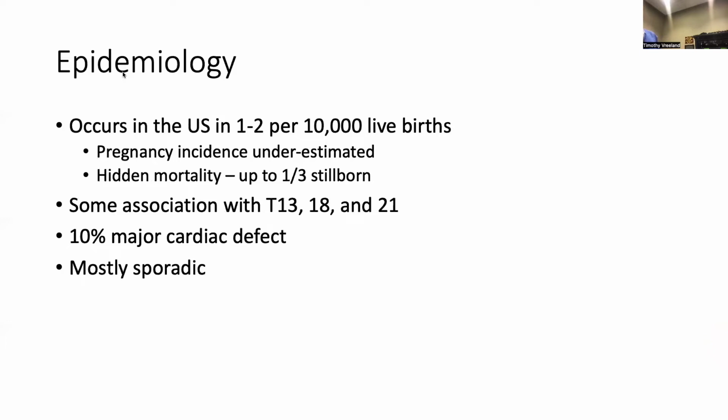CDH occurs in 1 to 2 per 10,000 live births, so about half as common as a lot of the more common defects like anorectal malformation and tracheoesophageal fistula. The pregnancy incidence is underestimated because there's a hidden mortality that we really started to understand once the group in San Francisco in the 80s really started looking into this. Up to 1/3 of the babies are stillborn. There's some association with the trisomies, trisomy 13, 18, and 21. 10% will have a major cardiac defect, and they're mostly sporadic.